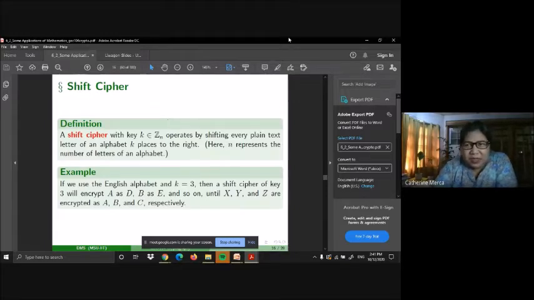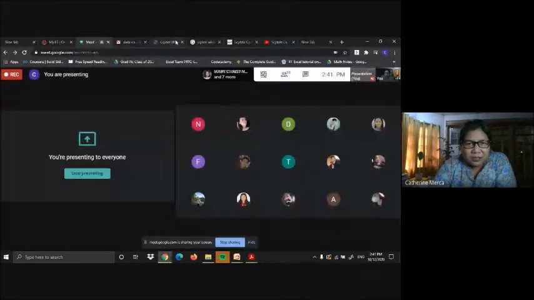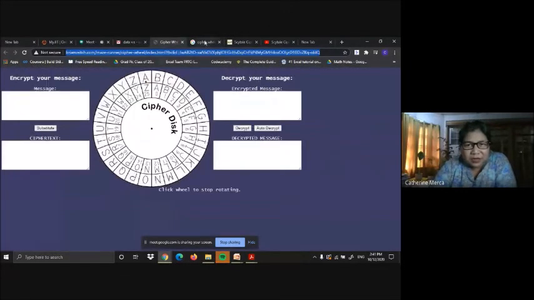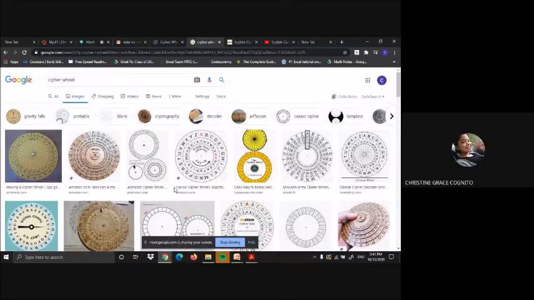What does that mean? Let me finish first, and we'll look at the result so you can understand. So the cipher wheel, or the cipher disk, is a device used to implement shift ciphers. You probably need to see what a cipher wheel looks like. This is a cipher wheel. That's a cipher disk, but cipher wheel first. Can you see the screen? Yes, ma'am. Okay.